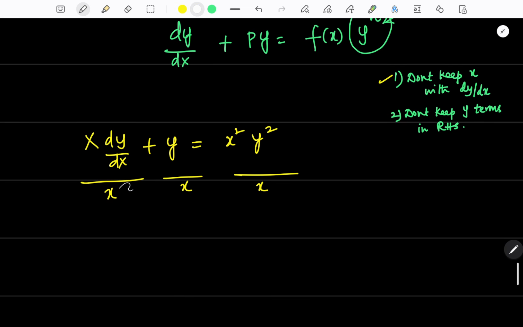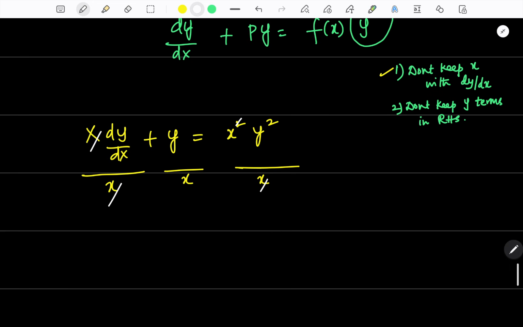When I divide, what happens? X gets cancelled with this x. So what happened to this one? We are getting dy by dx plus 1 by x times y, and this is equal to xy square.